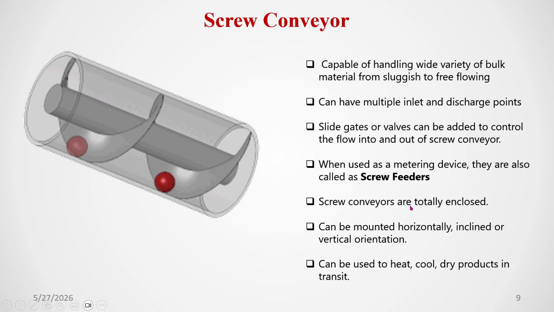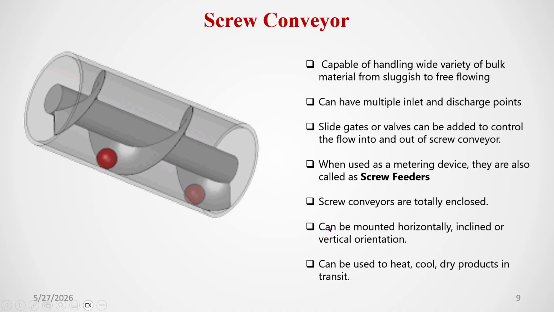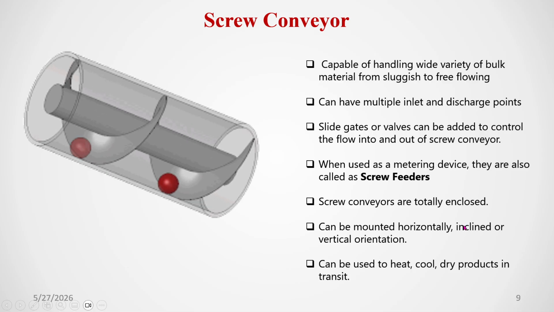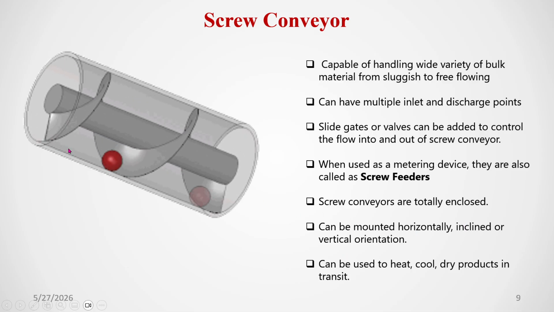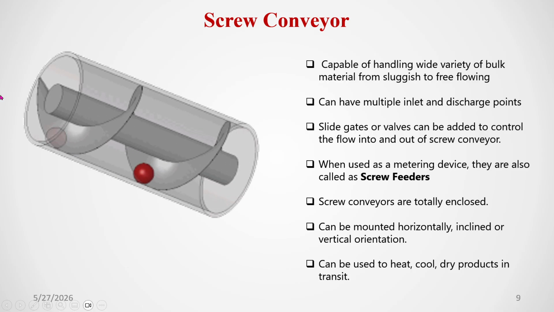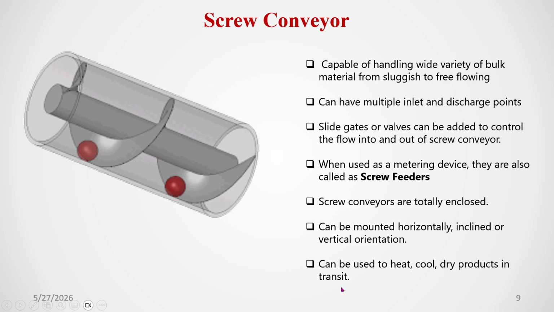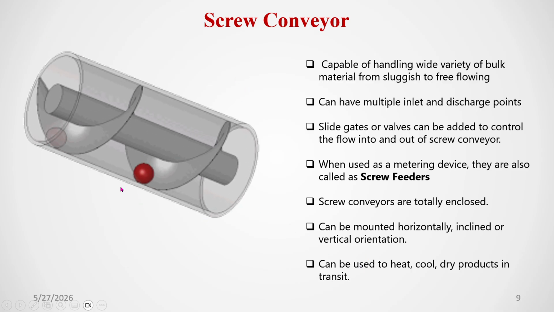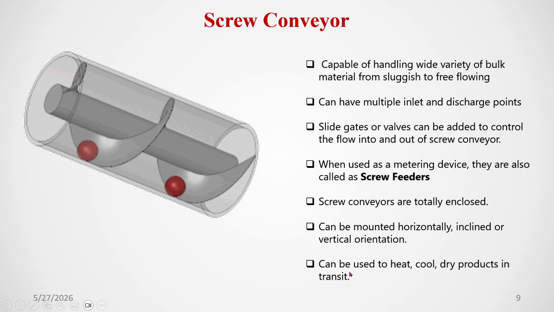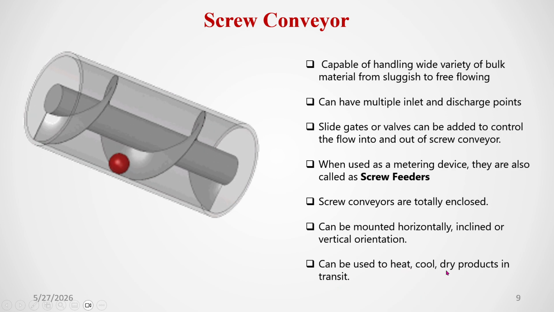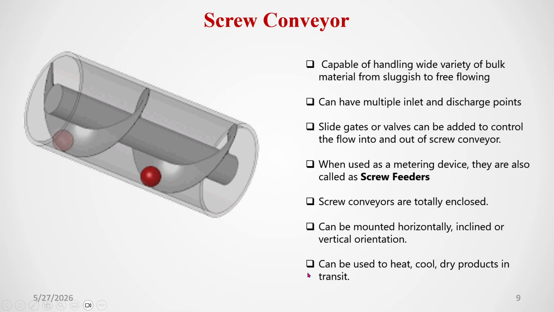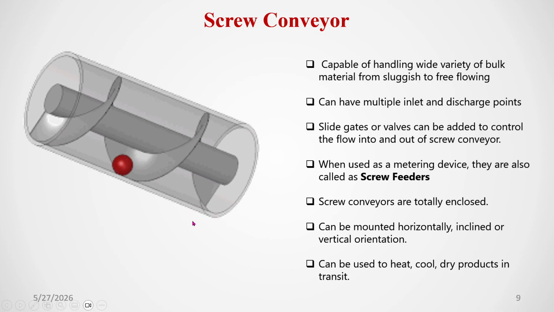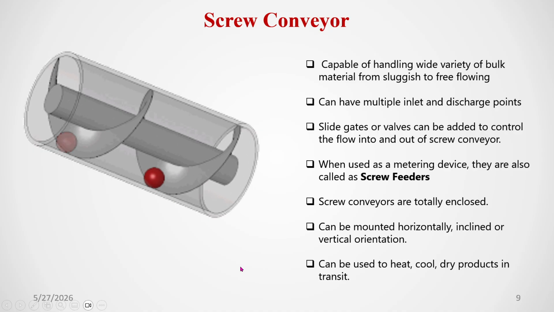Screw conveyors are totally enclosed. You see that it is totally enclosed, and can be mounted horizontally or inclined, or in a vertical orientation. If it is vertical, it can still take the material because it is closed, and it can be used to heat, cool, or dry product in transit. Any type of cool or heat material, or dry product, can be carried with this screw conveyor.